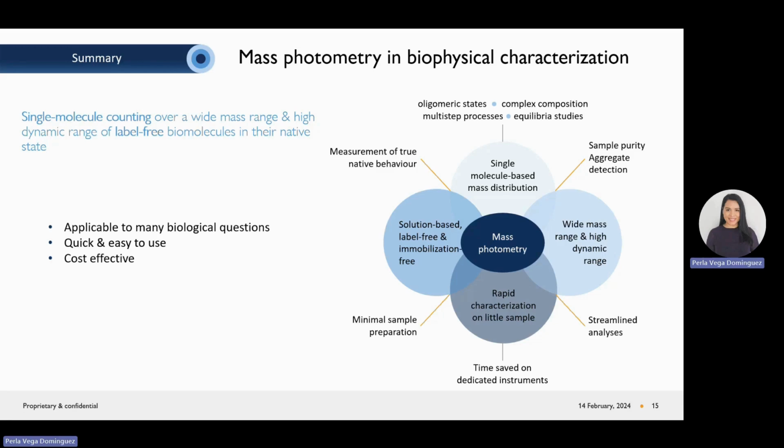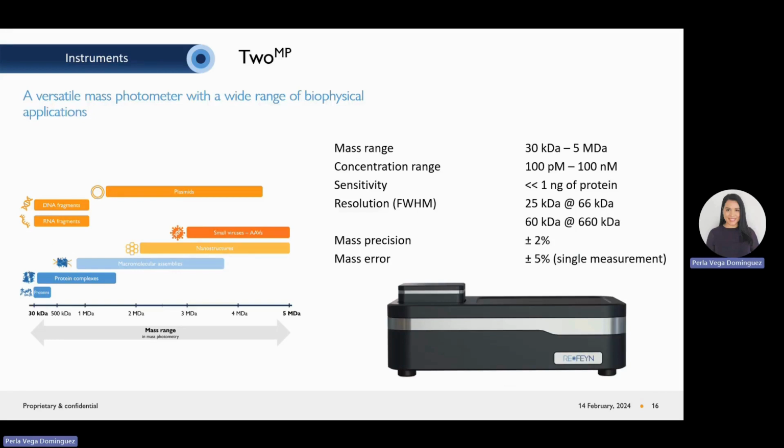Therefore, mass photometry can be employed as a screening tool that streamlines the analysis workflows and saves time on dedicated instruments that could potentially be more time or sample consuming. The data that I'm showing here corresponds to the specifications of the 2MP, which is our second generation mass photometer that we have available at Refeyn. And in fact, this is our most versatile instrument.